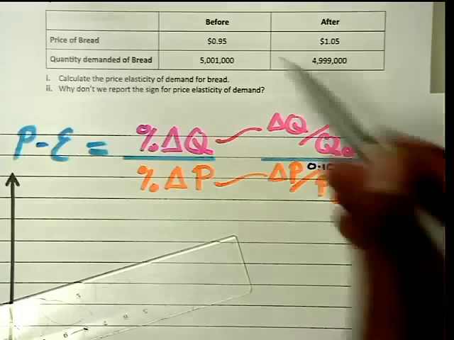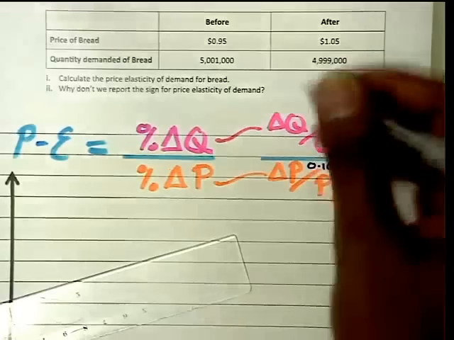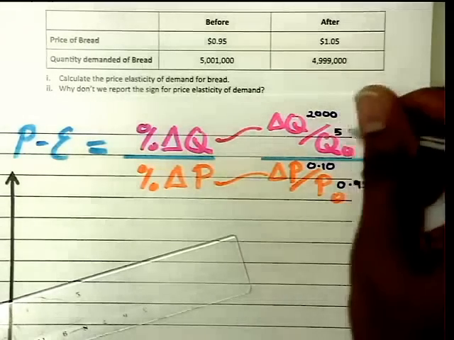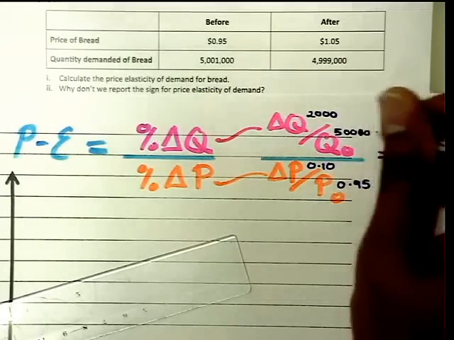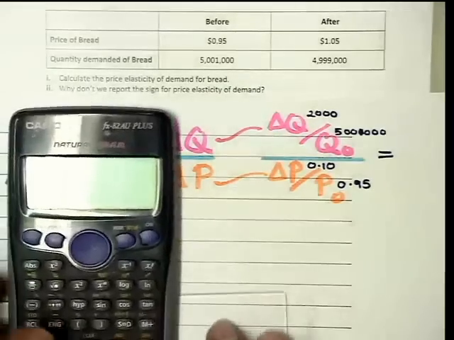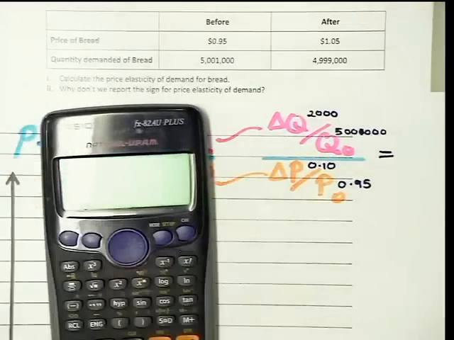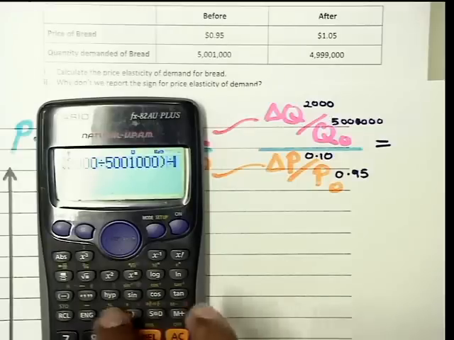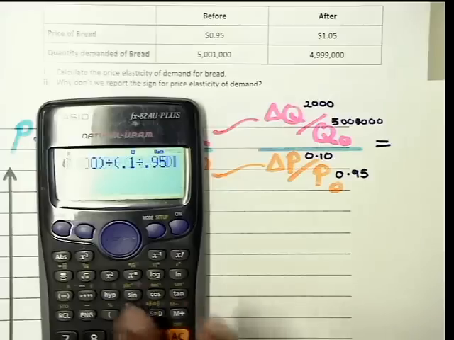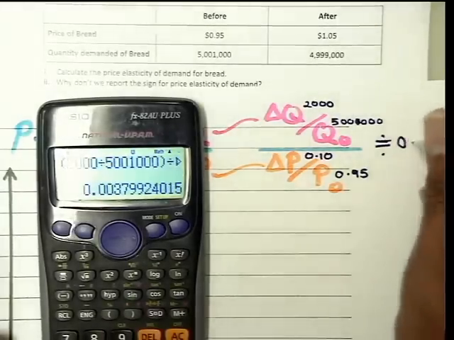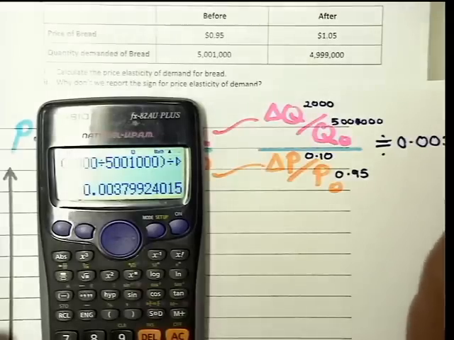What is the change in quantity? 2,000. What is the original quantity? 5.001 million. So now we can plug that in our calculator. 2,000 divided by 5.001 million, divided by 10 cents divided by 0.95, gives us approximately 0.0038.